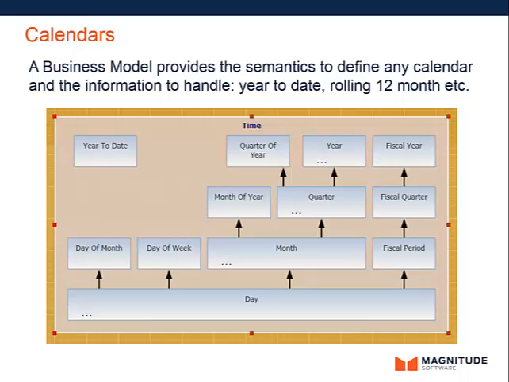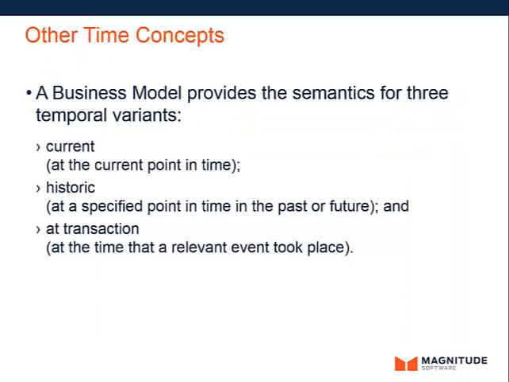With the fiscal calendar defined, you can have year-to-date and rolling 12-month periods based on the fiscal periods, and you can have as many of those as you like. There's another aspect of time for which semantics are provided in the business model, and that is how to handle historic data. Let's say we reorganized at the beginning of this year, so we've got different departments. We could look at all our business transactions according to our current hierarchies, the new organization. Or we could choose to look at it according to our organization as it was last year.